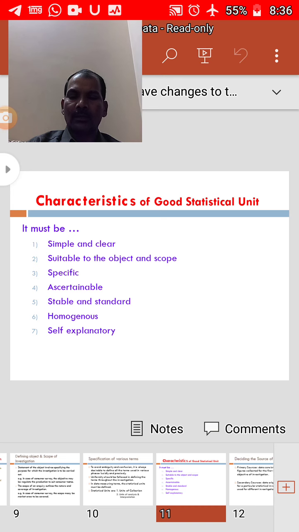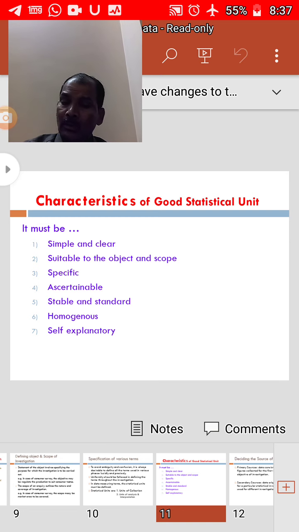Second, it must be suitable to the object and scope. The statistical unit must suit the object and scope of investigation. As Horace Secrist said, the purpose of study and the unit of the study are reciprocal to each other. Statistical units cannot be defined without regard to the purpose, and the purpose cannot be outlined with sufficient accuracy without a clear notion of units.